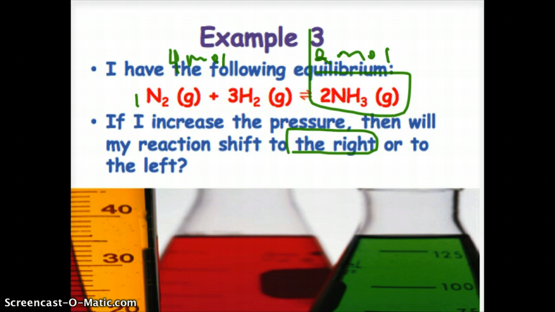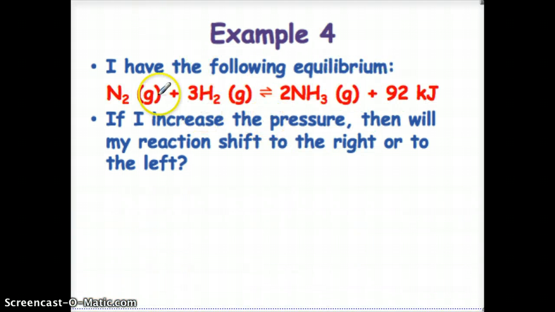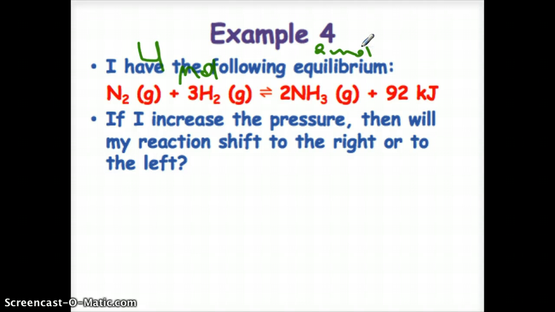Okay, so here's the next problem. There's 4 moles on the left, and there are 2 moles on the right. If I increase the pressure, then will my reaction shift to the right or left? So increasing the pressure moves in the direction where there are fewer molecules. So there are fewer molecules on the right side, so there's going to be a shift to the right.